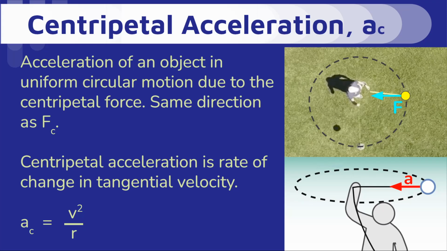You're going to use this formula to find acceleration when you have an object in uniform circular motion, because that centripetal acceleration is the rate of change in tangential velocity. We haven't talked about that term yet, but I will in a minute. It's not a constant acceleration because the direction is constantly changing. So it's going to be tangential velocity squared divided by radius.